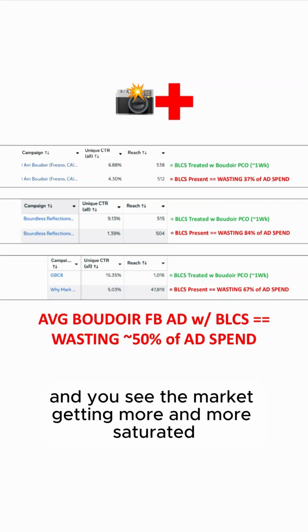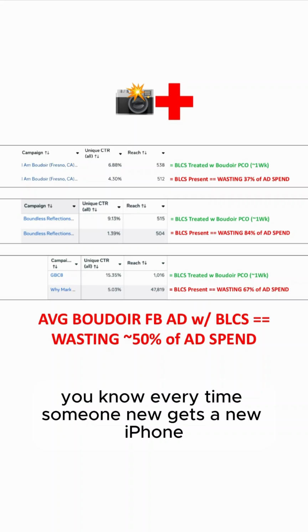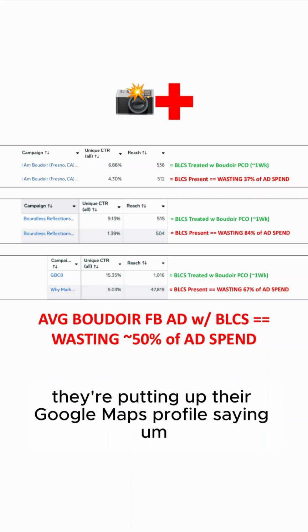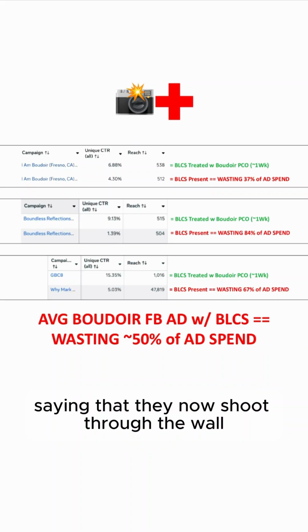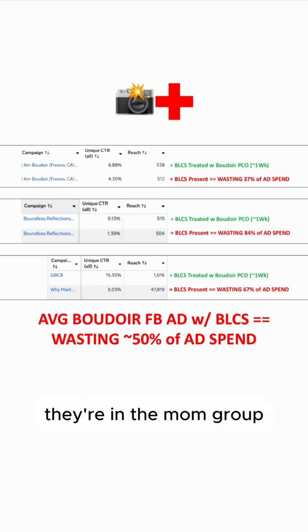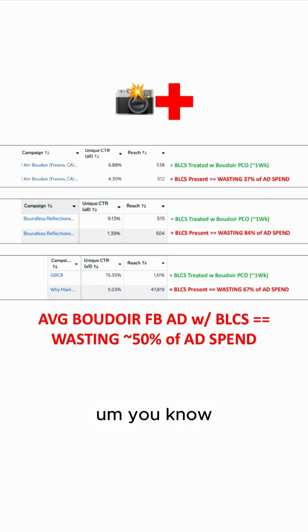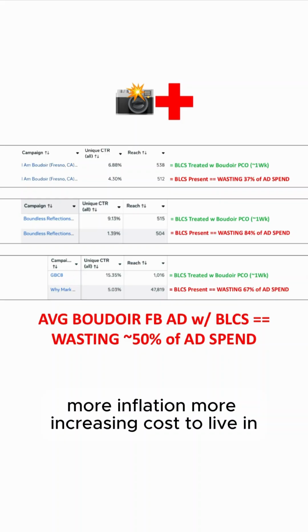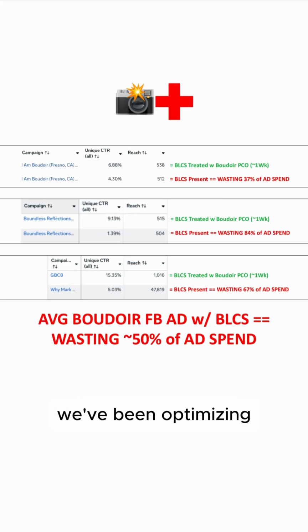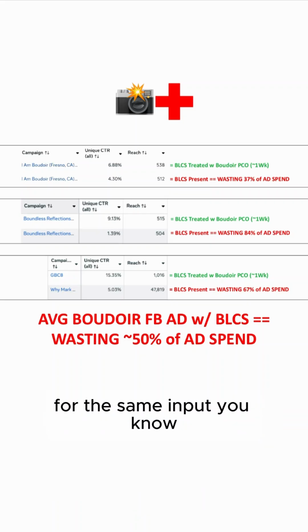Boudoir Facebook ads, and you see the market getting more and more saturated. Every time someone new gets a new iPhone, they're putting up their Google Maps profile saying that they now shoot boudoir, or they got a new camera. Now they're in the mom group saying they also now shoot boudoir. It's becoming more and more competitive, more saturated. Same number of buyers, more sellers, and we're also seeing more inflation, more increasing cost of living, and we've been optimizing other parts of our business to extract more profit out for the same input.